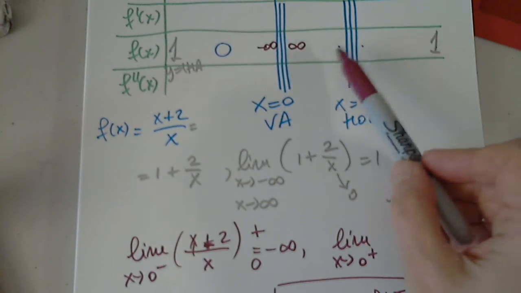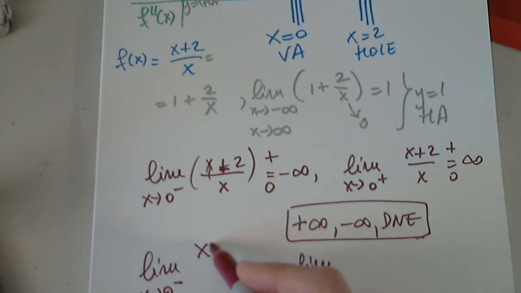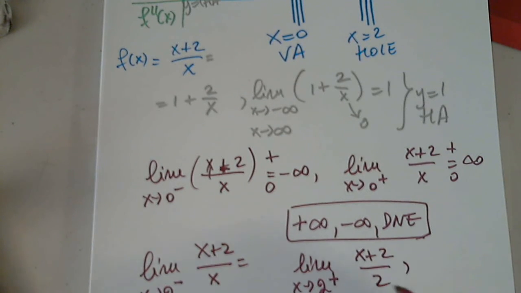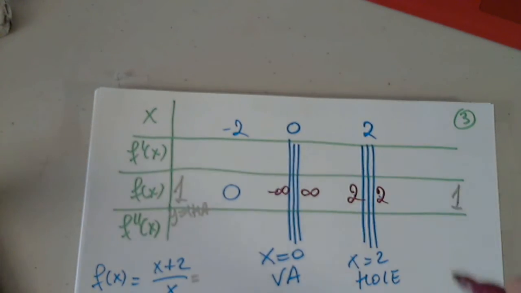Now I have to determine the limits left and right of 2. So limit as x approaches 2 from the left, and limit as x approaches 2 from the right from x plus 2 over x. Oops, I meant to put the comma here. Okay, so 2 at the top, it's 4. Denominator is 2, so this is 2. And this is 2, so this is 2 and 2. So I know the hole will be 2 comma 2.